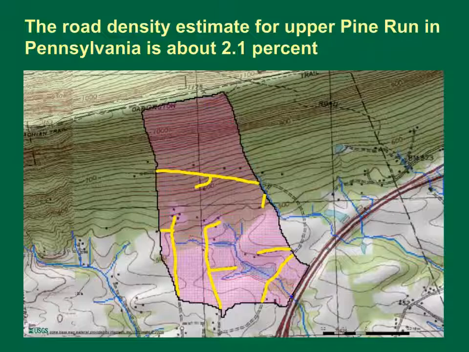In comparison, the StreamStats estimate is 0.9% impervious area. Although the road density estimate is more than twice the NLCD estimate, the difference of 1% TIA does not make an appreciable difference in the runoff coefficients or basin lag when TIA is this low.